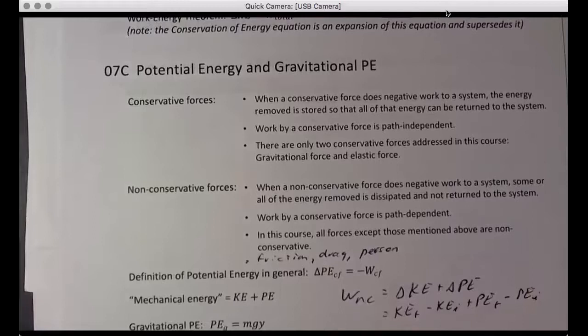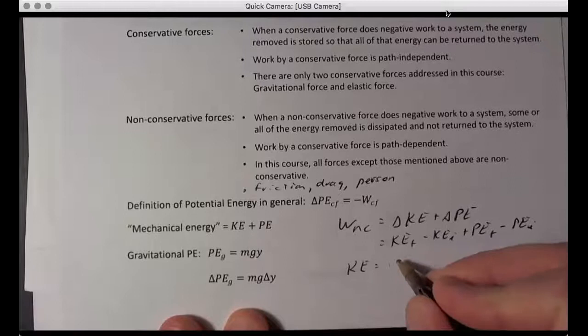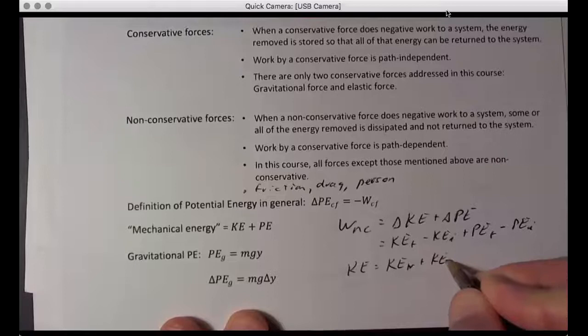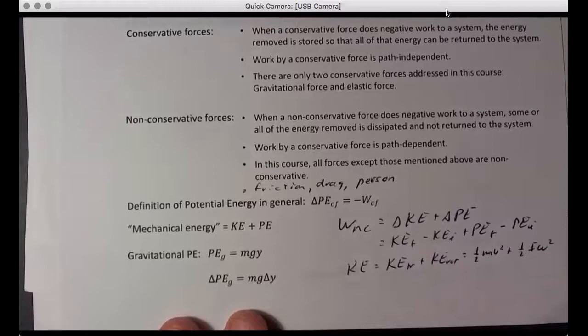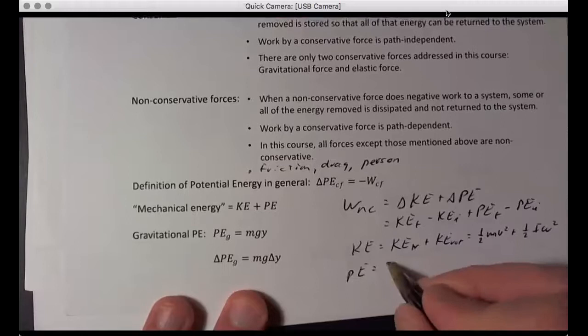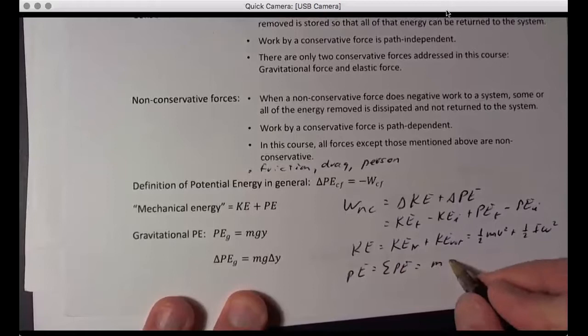And KE here is equal to KE translational plus KE rotational. It's 1/2 m v squared plus 1/2 I omega squared. And if it's rolling, you can relate the I to the other. And potential energy is equal to the sum of all you have, which could be mgy plus 1/2 kx squared.